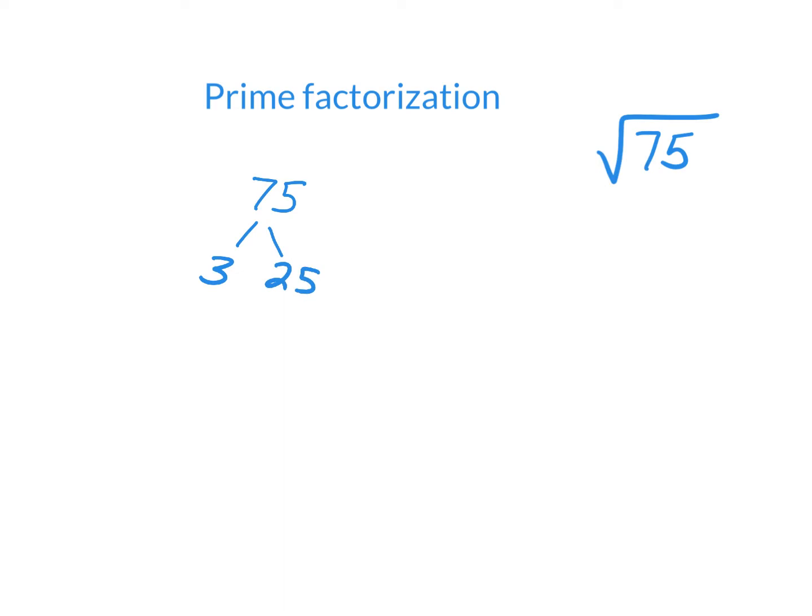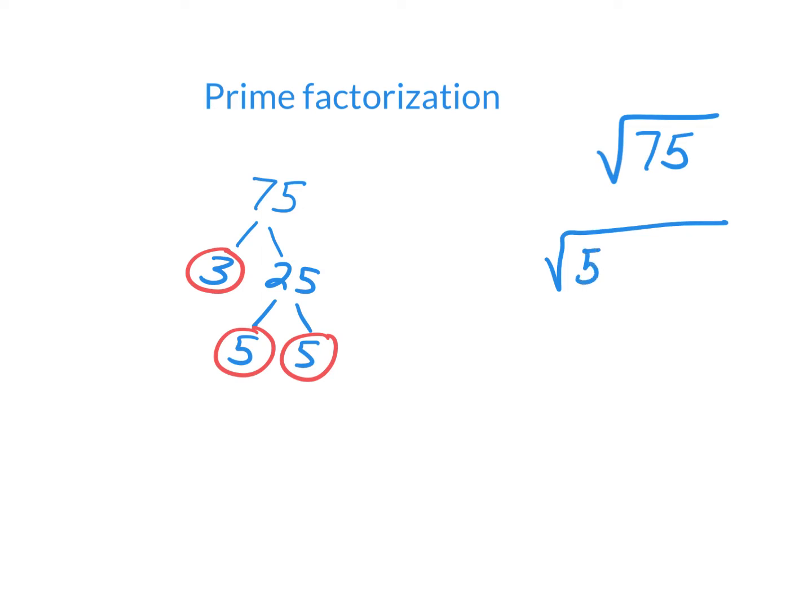And the way this prime factorization works is once I've reached a prime number, I'm done, right? 3 is prime, 25 is not. So 25 can be broken down into 5 times 5. And now those values are prime. So once we have our prime factorization, we can rewrite our square root with those prime factors, 3, 5, and 5. So it's 5 times 5 times 3.